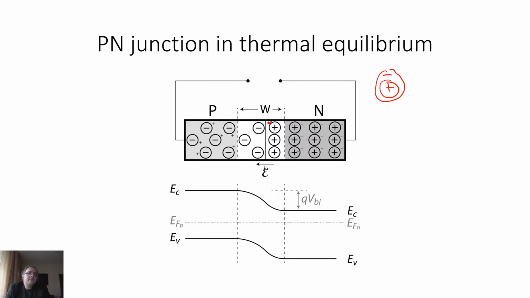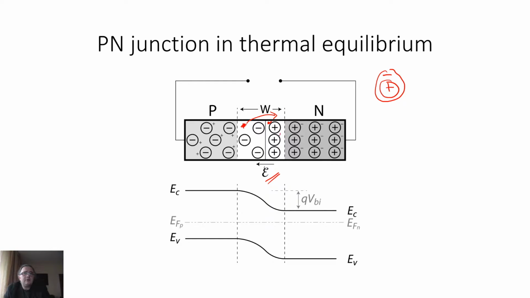The same happens with the holes. Holes see a very low concentration of holes on the other side, and they just diffuse to the other side, but they leave behind the negatively charged ions of the acceptor atoms. So this space charge is positive here and negative on this side, and it creates a built-in electric field from the positive to the negative side. Now, this is the direction of the built-in electric field, and it opposes at a certain point further migration of electrons or holes.